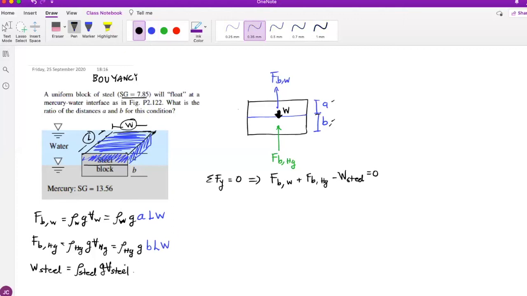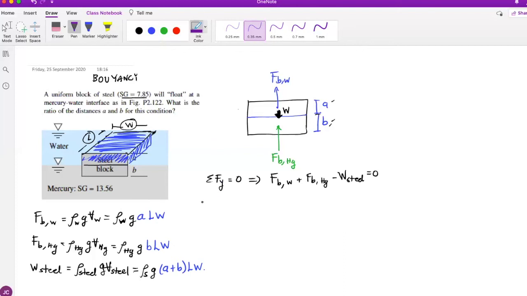Okay, we are almost there. Now this, I'm just going to put rho S of the steel, g, and the volume of the whole body. The volume of the whole body should be, I'm going to put it here in blue, A plus B, times L, W. And with that, now I can jump into my equilibrium equation and have everything that I need.